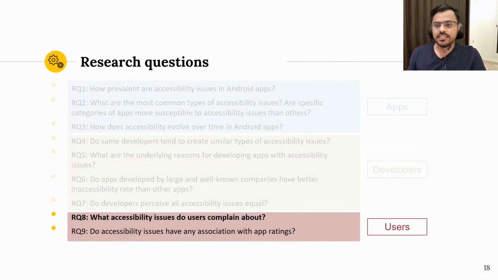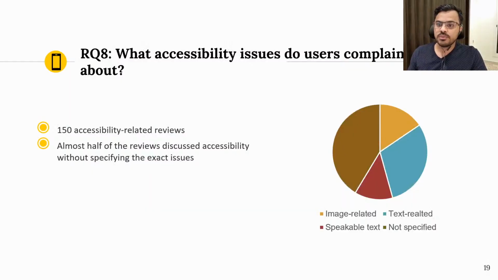And the last perspective, which is the users, again, we wanted to understand the accessibility issues impact on users. So this question was based on the reviews we collected from Google Play. We wanted to know the accessibility issues that users complain about. So in almost half of the reviews, they discussed accessibility without specifying the exact issue. For the other half, they discussed issues related to text, image, or speakable text issue.